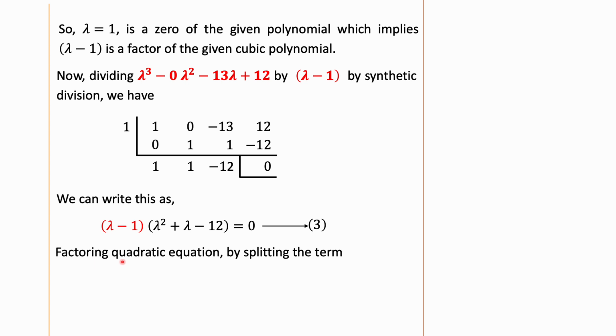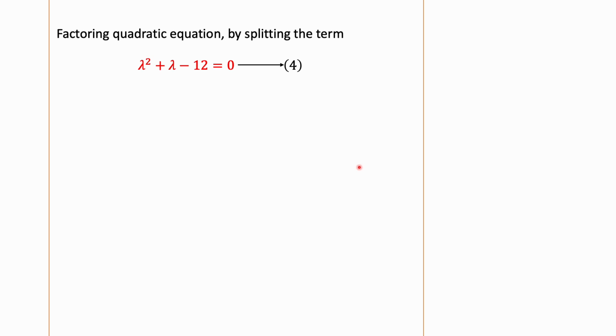Now we can factorize the quadratic equation by splitting the term. So this is the equation now, lambda square plus lambda minus 12 equal to 0. Now for this equation I have to find the 2 values which will give the solution 0, by which I can also find my eigenvalues, right? So what I am going to do is, the method approached is splitting the term. Let me take this equation as equation number 4. Factoring the quadratic equation by splitting the term, lambda square plus lambda minus 12 equal to 0, that is equation number 4. If you multiply the 2 split terms, it must be equal to minus 12.